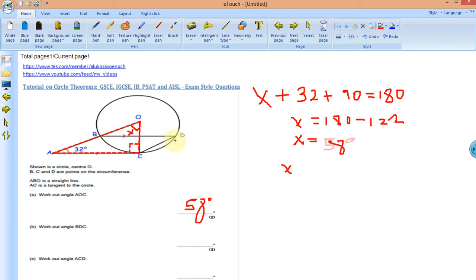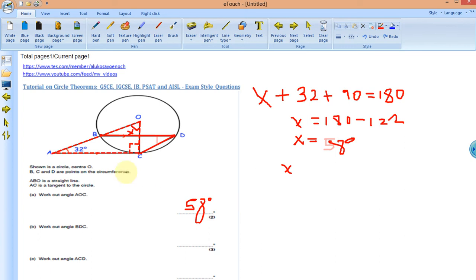BDC. So I need this angle here, BDC. This looks quite difficult. Let me use a straight line there. So I'm looking for this angle here, angle D. Why are they giving us this angle there, guys?